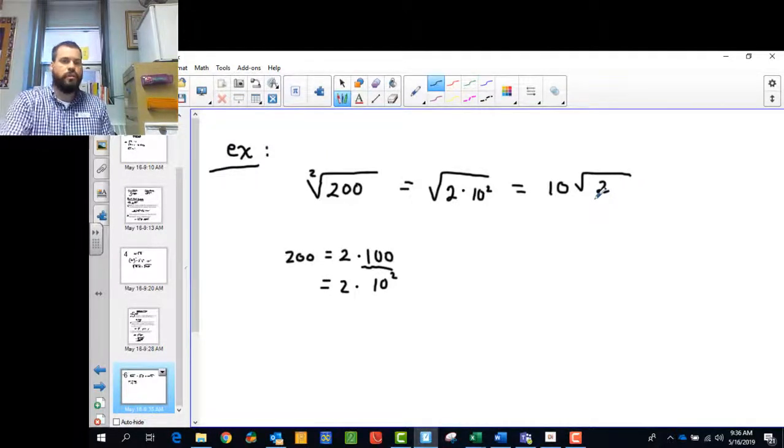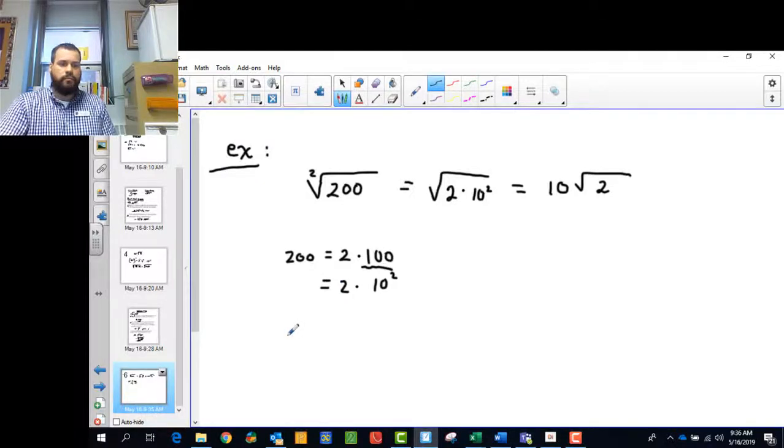Following the steps, step 1, I found a perfect square factor because the index was a 2. So I found a factor of 200 that I could write as a base to the power of 2. I then wrote it that way and then took the square root of 10 squared, essentially canceling the power. 2 divided by 2 is 1, and leaving the base there out front.